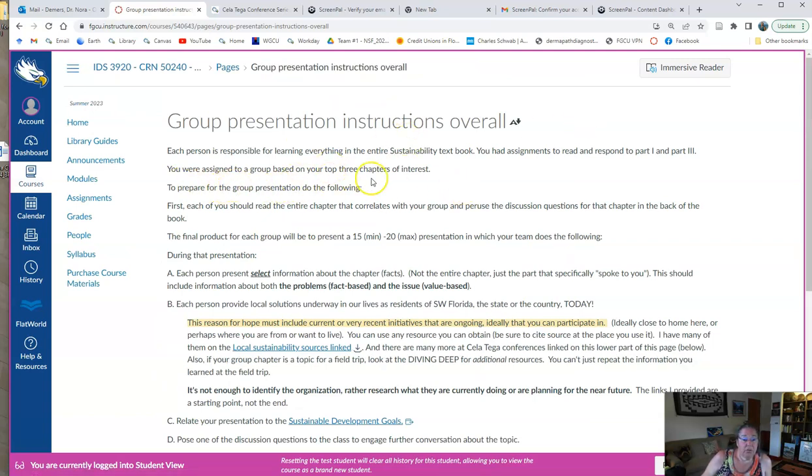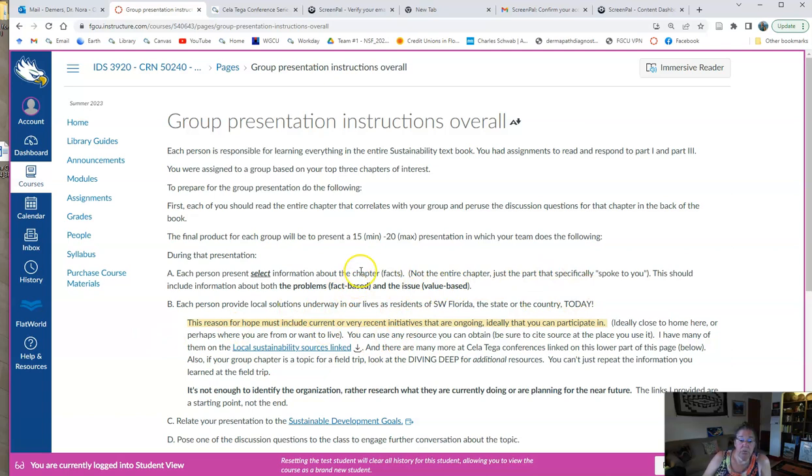So you selected your chapter of interest. Now read the chapter. Look at the discussion questions in the back for that chapter and think about which ones interest you the most. Your product, you should shoot for about 15 to 20 minutes. And for the presentation, you should select information about that chapter, facts. Provide information about that chapter that's global, and provide those facts at a local level. Okay, that's the first step.